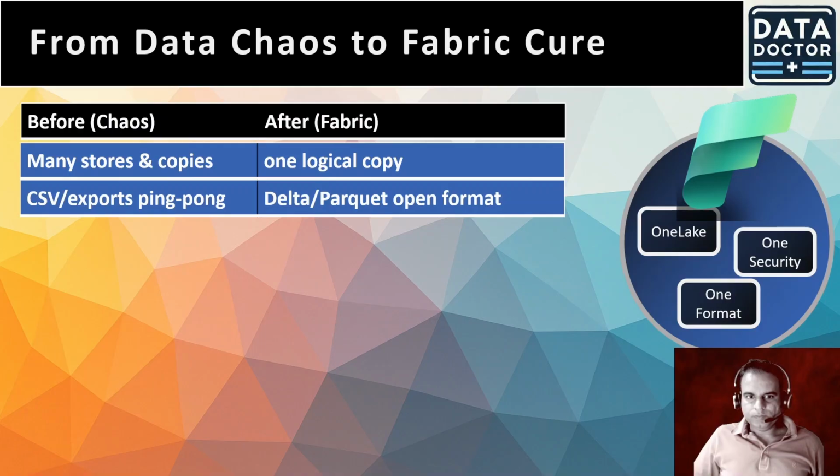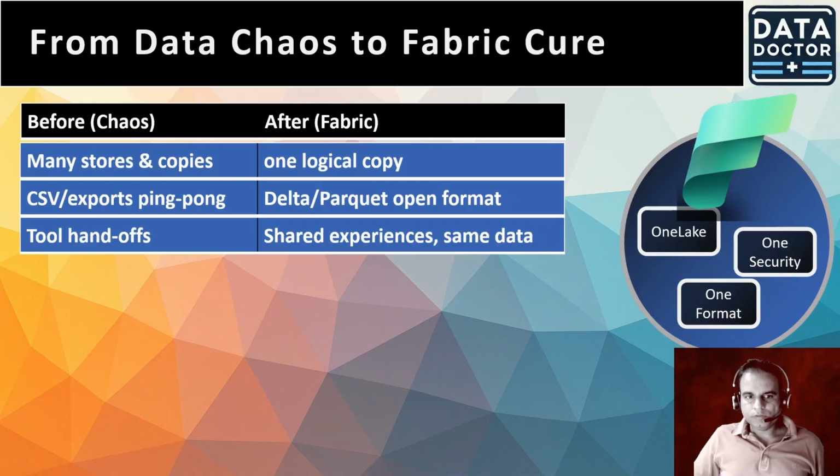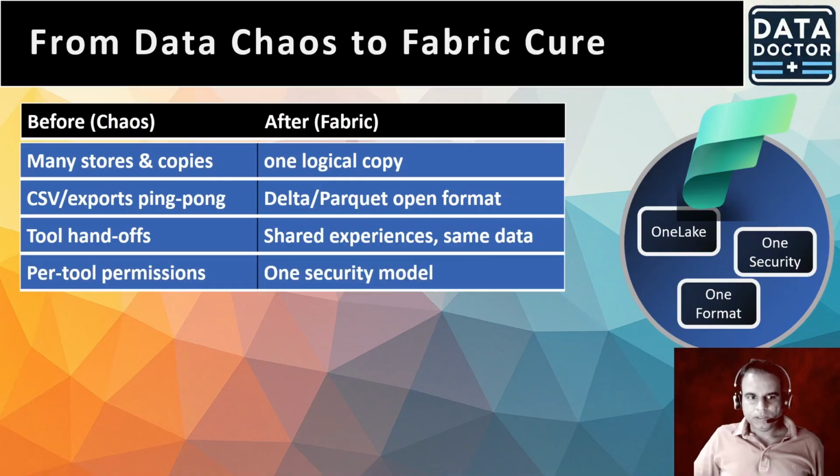CSV exports. So we discussed the CSV exports, and people sharing the data in email, and this is not happening here. We have a single format, and the single format is read by all the teams, so we don't need to share the data. The data is just lying there, and everyone can read the data. Tool hand-off is also eliminated because we have only a single platform, and everyone has the shared experience, and they are working on the same data. Per-tool permission, of course, when there are different teams buying different tools, it means different permissions and so on.